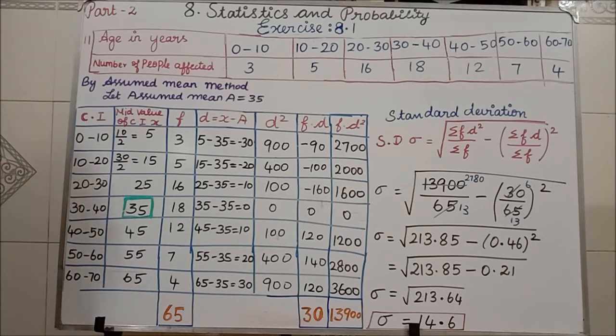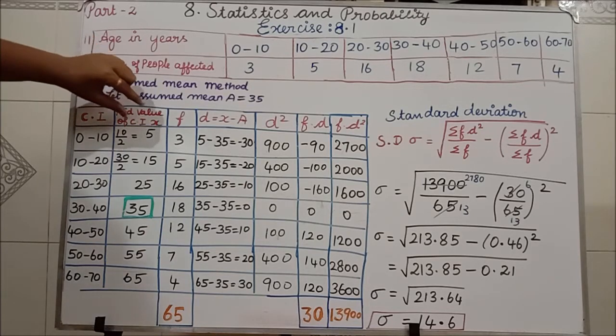20 plus 30 is what? 50. 50 divided by 2 is 25. 30 plus 40 is 70. 70 divided by 2 is 35. 40 plus 50 is 90. 90 divided by 2 is 45. 50 plus 60 is 110, divided by 2 is 55. 60 plus 70 divided by 2, we are getting 65.